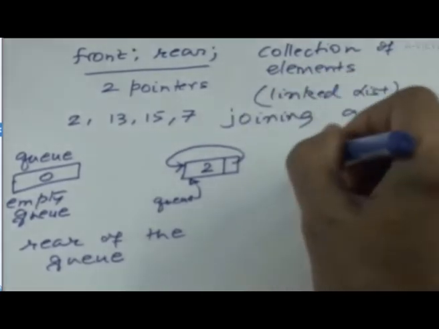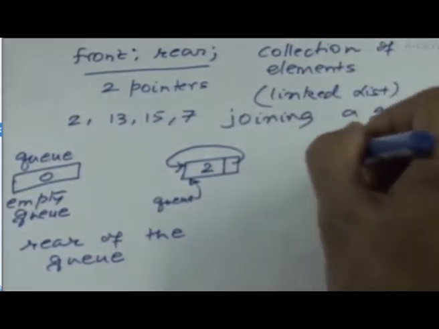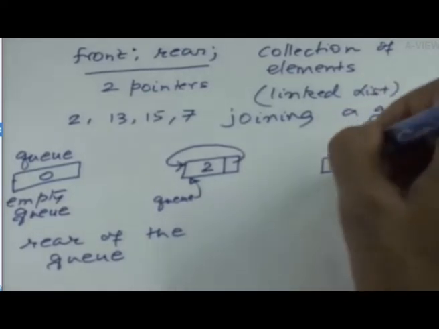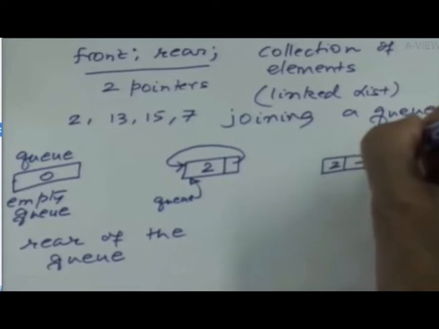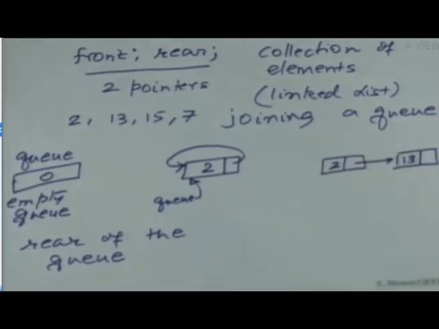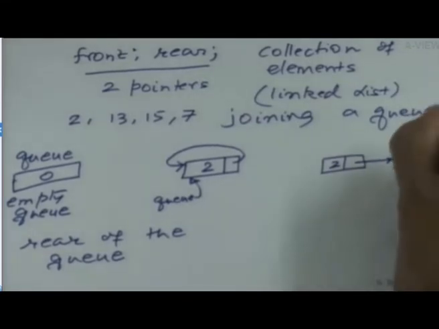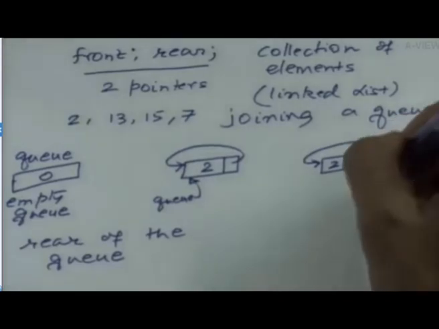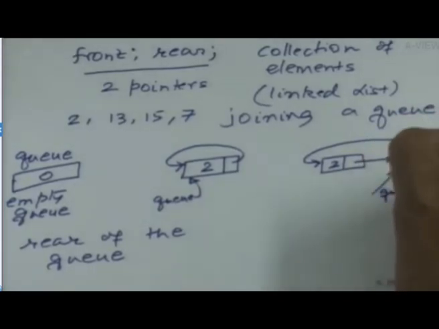Next comes 13. So here is my 2 already there. Okay, and my pointer is here. So what I do is I take the next element, I create and say, okay, here is the place for 13, who has just joined, the recent fellow. I again make it circular. After 13 comes 2. And my pointer is to the rear. So here is my queue pointer. I note down the address of 13.